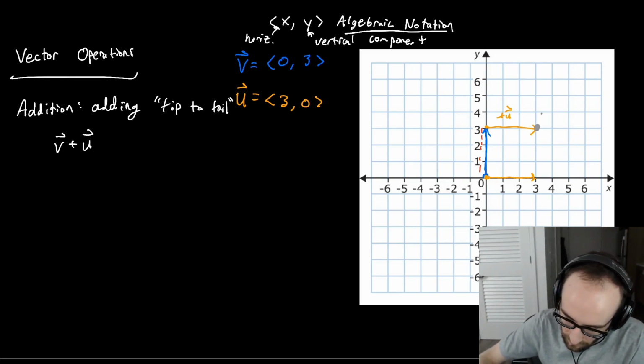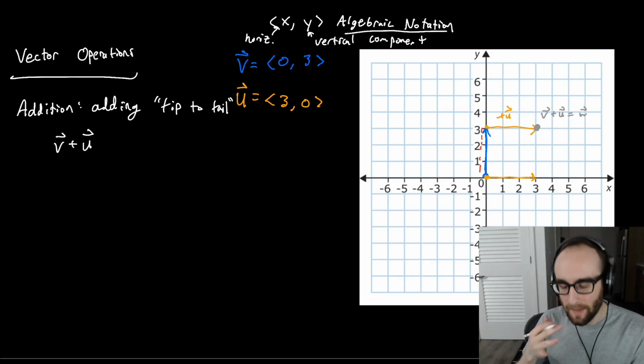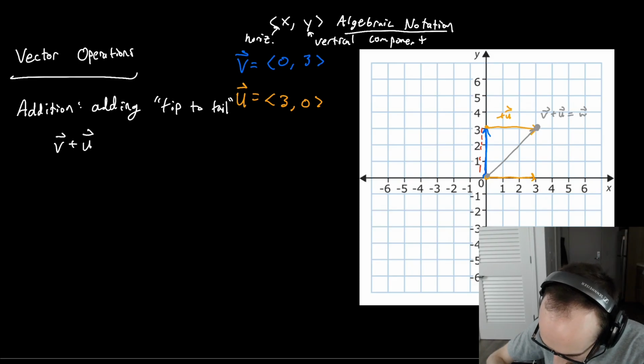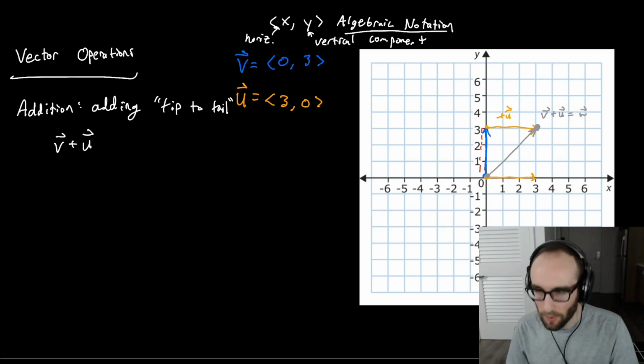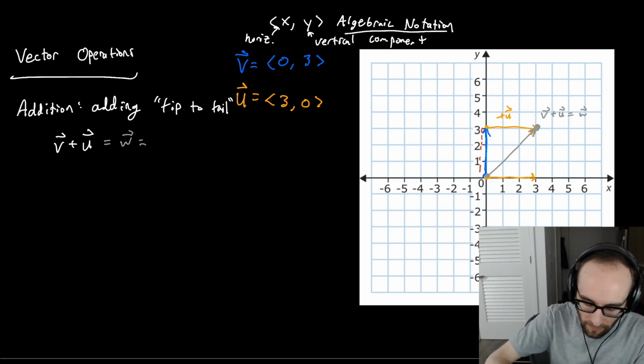And this is going to be v plus u, which we could call w, for example. And w is going to be the vector starting at the origin and ending at that point. So we start at the origin, and then we draw a line directly to that point, and that is going to be the vector w. So that's equal to w, which in this case, if we wanted to write out w, it would be 3, 3.